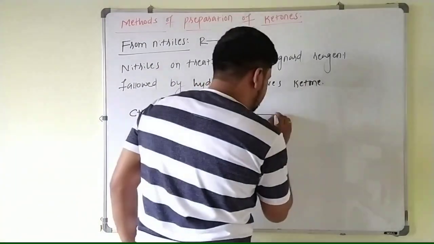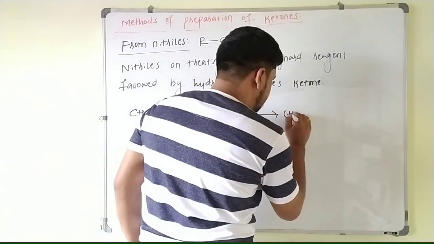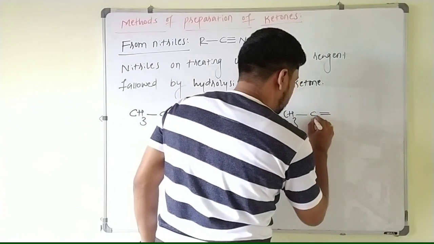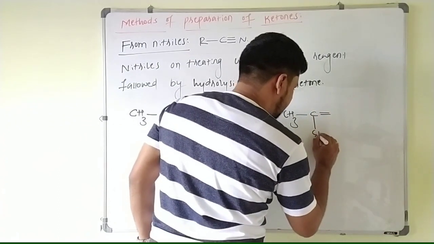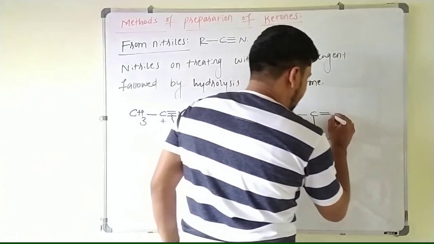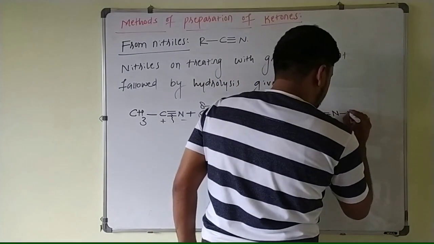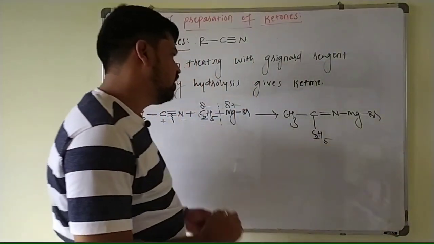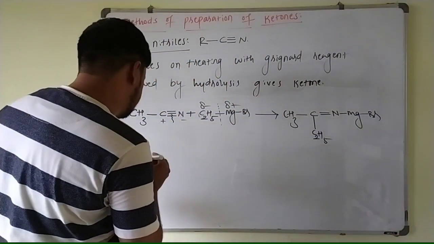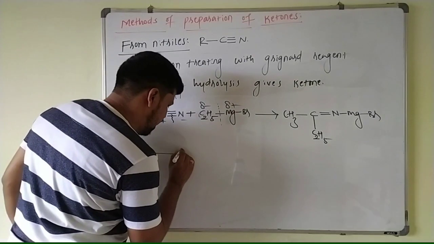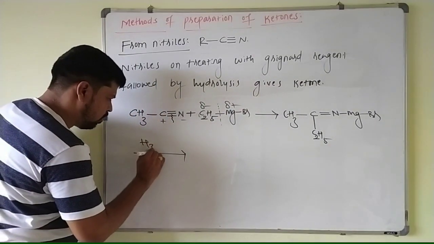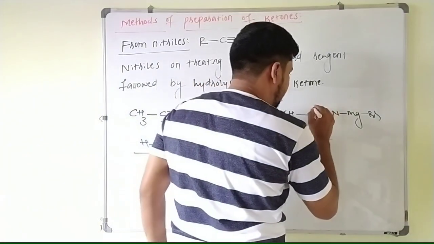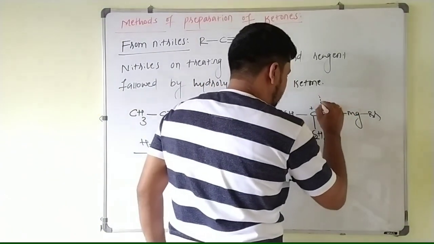So what will be your answer now? This is your CH3 C double bond, and here ethyl group is attached, C2H5, and this is your nitrogen connected to MgBr. Okay, and this upon hydrolysis, what does it give? This is electronegative and this is electropositive here. So you have to break this bond.